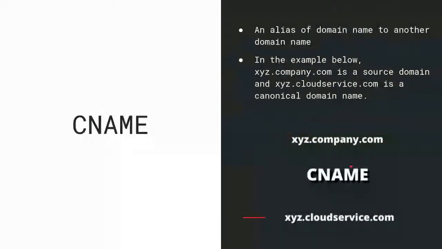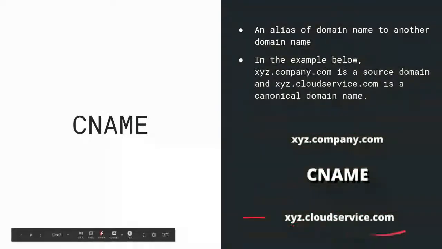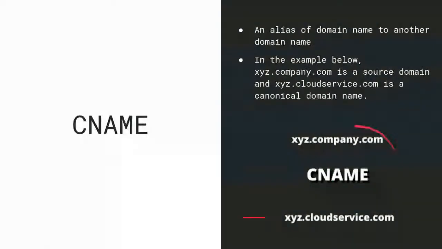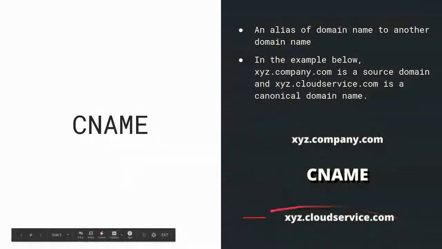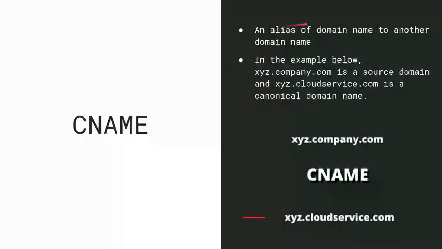So here is where the CNAME comes into the picture. We use the subdomain and we map a CNAME to it, which is our cloud service. Now whenever we query xyz.company.com, this particular subdomain will resolve to the cloud service, and we can see the content hosted on the cloud service. So this is the use of an alias of a domain name, that is CNAME.